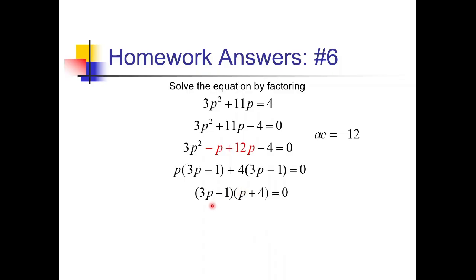Now that I've got it factored, just set each of these equal to 0 and solve. If 3p minus 1 equals 0, then 3p equals 1. I can add the 1 over there. And then just dividing here, I get p equals 1/3. And then -4 plus 4 is 0, so p equals -4 is the other answer.